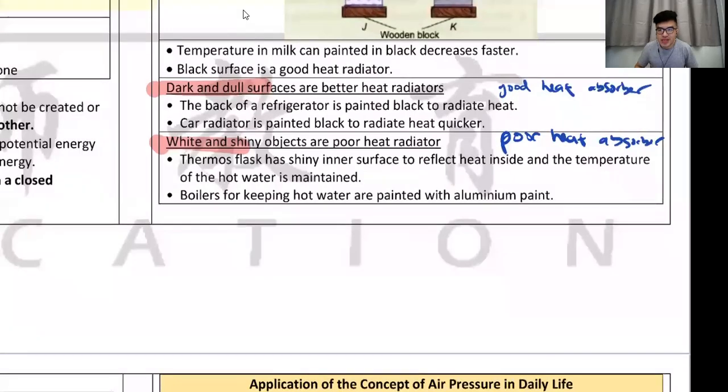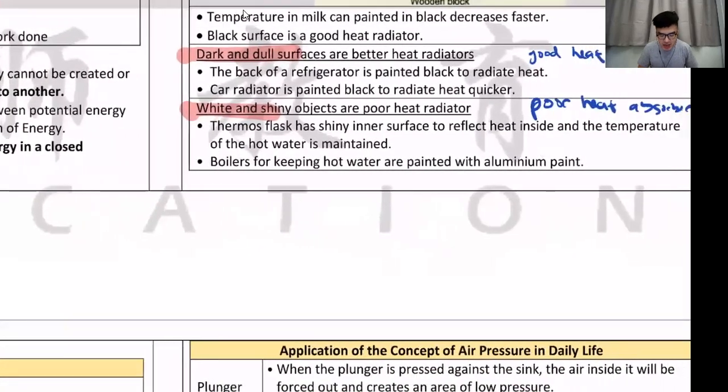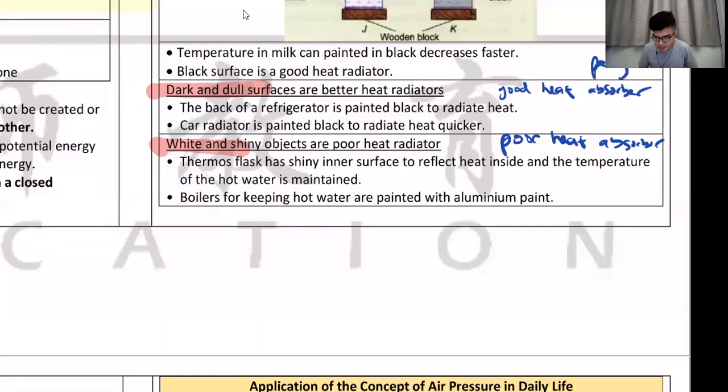Okay, very easy. Radiator and then absorber.